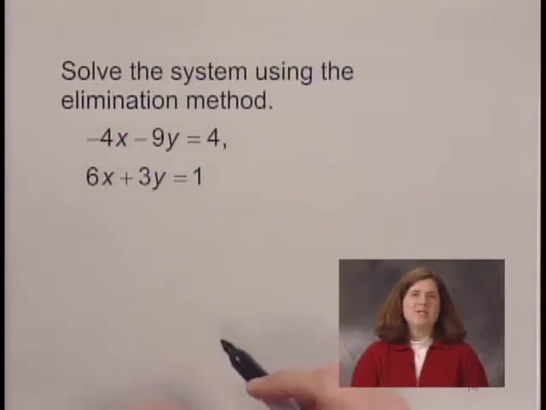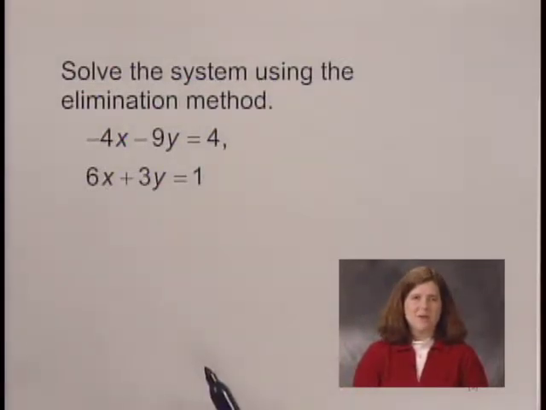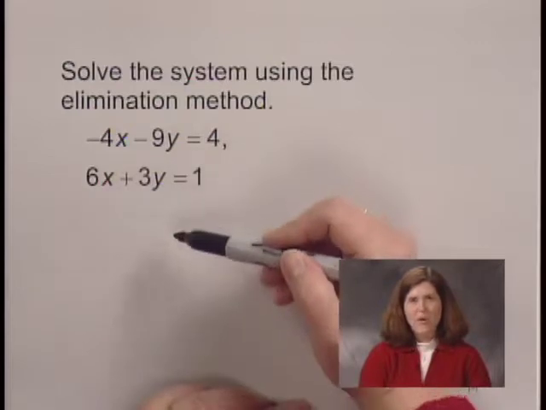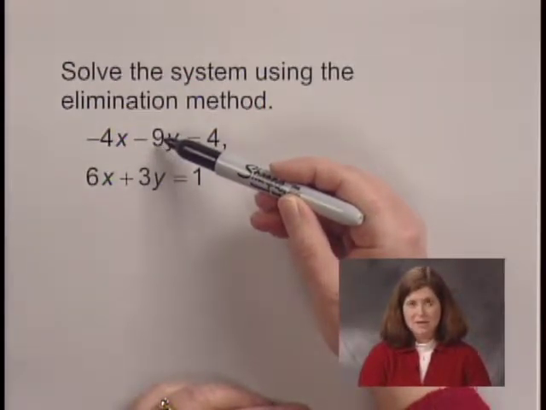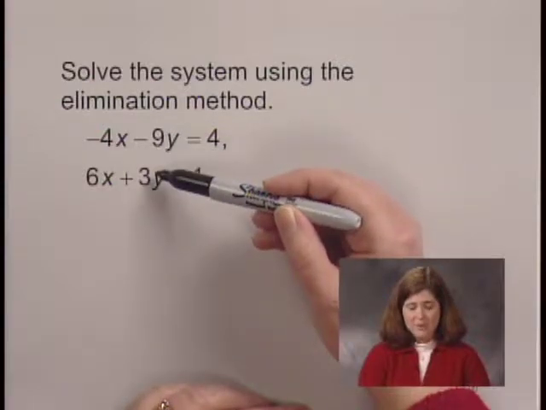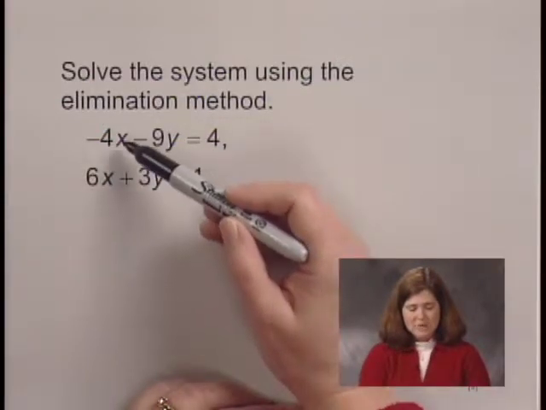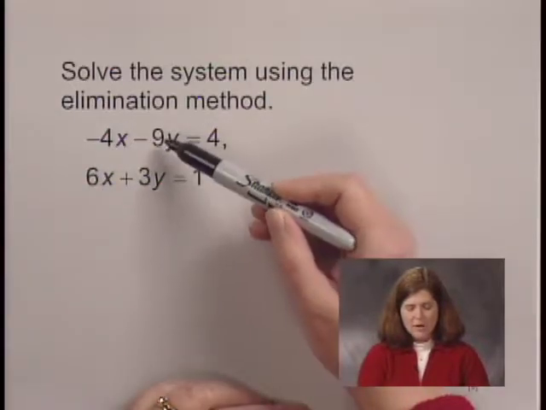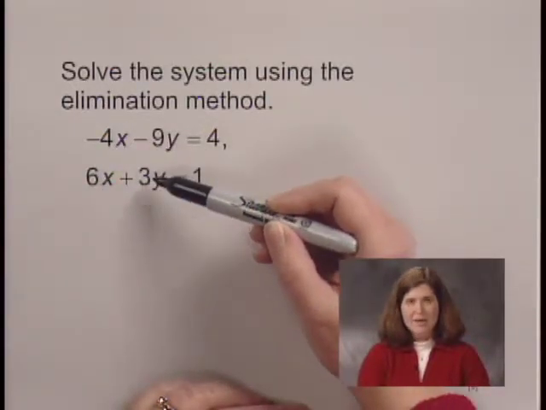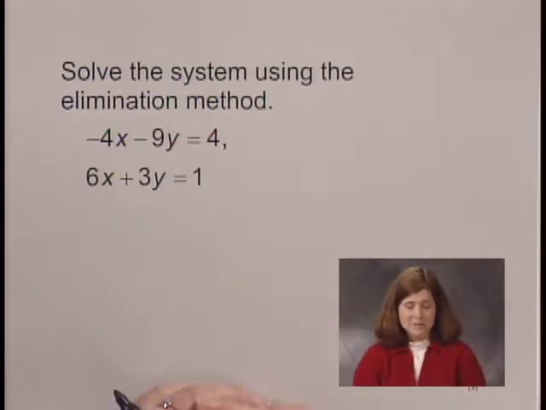To use the elimination method, we need to find a variable, x or y, so that the coefficient in one equation is the opposite of the coefficient in the other. The coefficients of x are negative 4 and 6. The coefficients of y are negative 9 and 3. At this point, neither of them are opposites.